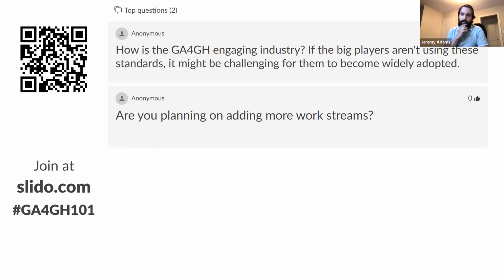Another side of it might be in the clinical work stream, where we are looking to get our standards like phenopackets more involved in standards that are more widely used in healthcare, and then also thinking about how that extends to EHR systems. So yeah, it is a big goal of ours to get our standards into industry, and we are always looking for more and more partnerships to bridge those gaps.